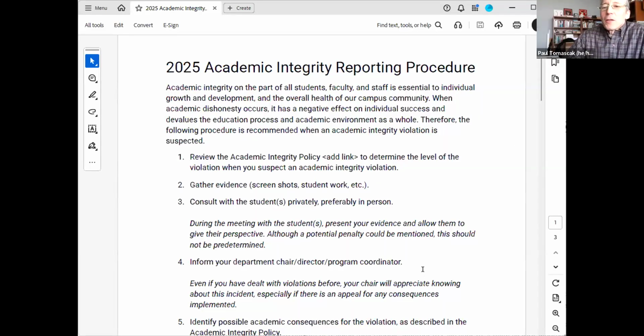Paul Tomascak here. I'm joined by Kristin Sotak, the Associate Dean of the College of Business and Entrepreneurship, and perhaps there will be other Associate Deans showing up. Who knows?